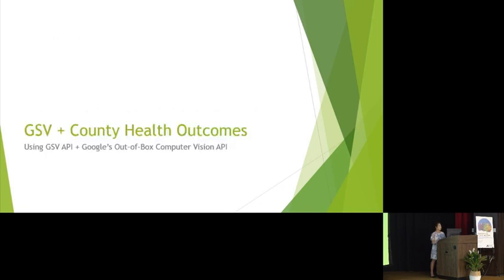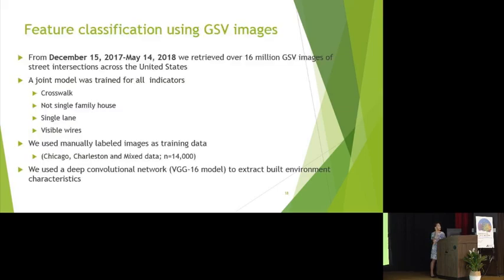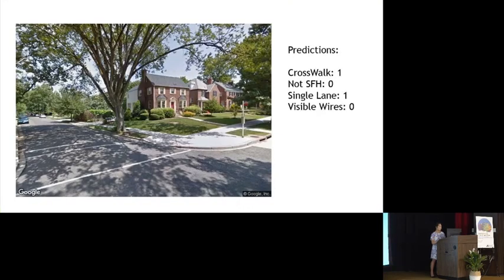So next I'm going to present on county health outcomes. Here we expanded our data collection to the US and we looked at county health outcomes, and we added some more indicators. One of the indicators we added was visible wires, so utility wires overhead as an indicator of physical disorder. So we expanded to the US, not only just the 3 cities, but intersections across the US, and we collected about 30 million images. And these are just some examples of the images along with their indicators.